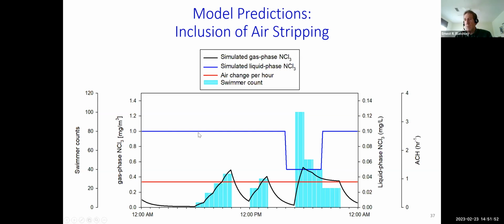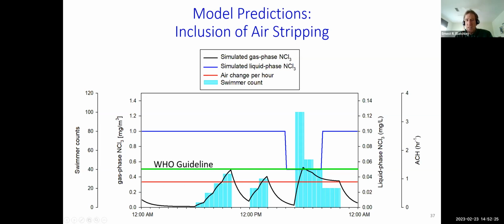In an air stripping system, what we're going to do is remove volatile chemicals from the liquid phase. Here, what I've assumed is that for a period of time, we're going to operate this air stripper for maybe 3 hours, in anticipation of this large number of swimmers who are present in the pool. We'll assume for purposes of this simulation that that air stripper will reduce the concentration of trichloramine by half in the pool. That's just an assumption for this model. And the result of that is, again, we're able to stay below that World Health Organization guideline.